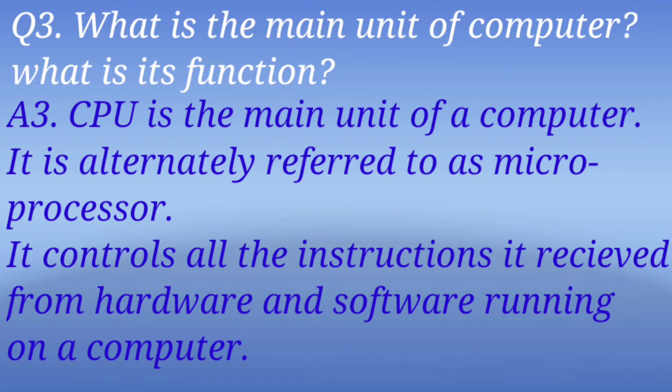Question number 3 is what is the main unit of computer? What is its function? Answer is CPU is the main unit of a computer. It is alternately referred to as microprocessor. It controls all the instructions it receives from hardware and software running on a computer.